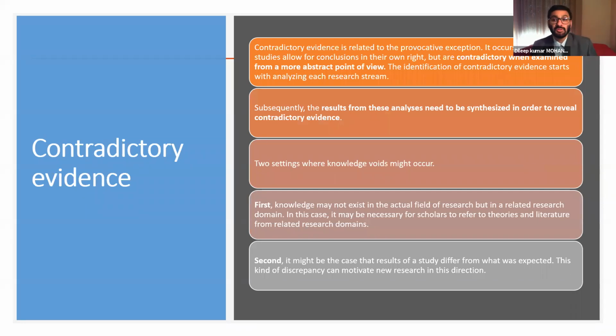Results in a provocative exception. It occurs if results in the studies allow for conclusions in their own right but are contradictory when examined from a more abstract point of view. When you look at the supporting evidences, it's not sufficient enough to tell that these are the concepts connected with a reality. And it is changing from African to Asian to Australoids to Mongoloids, or maybe different from Americans and likewise. And it makes the knowledge void.